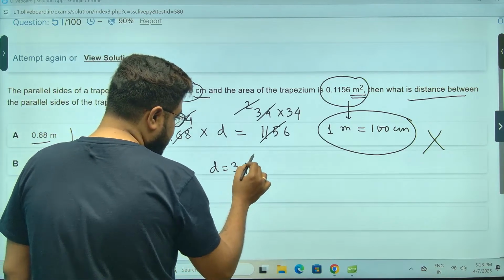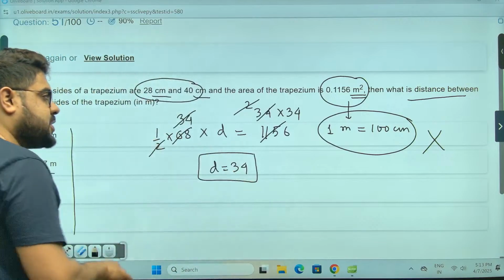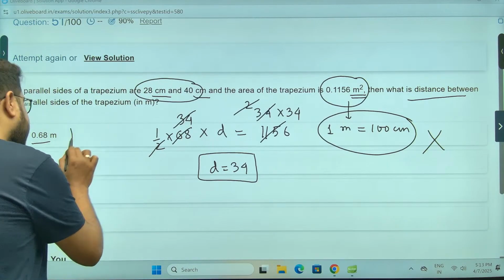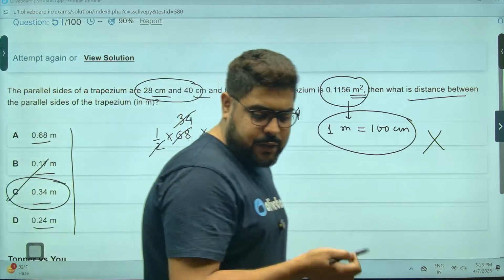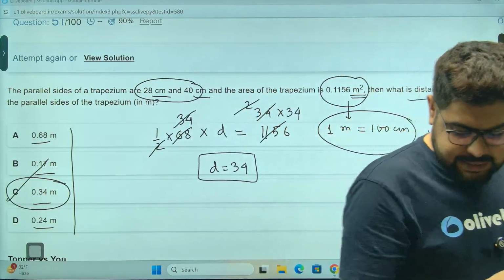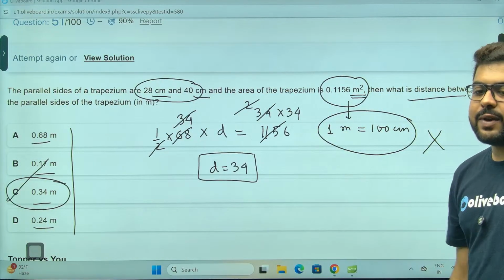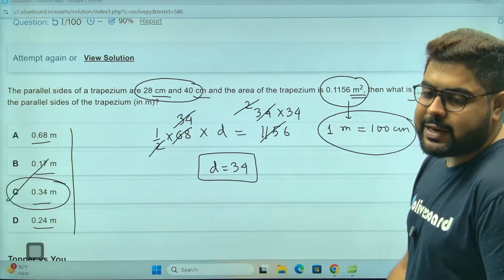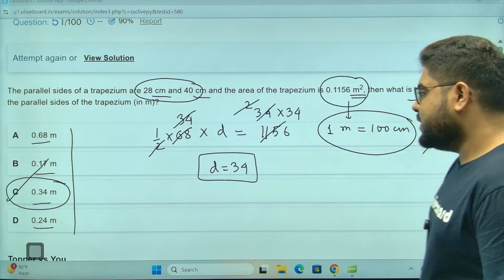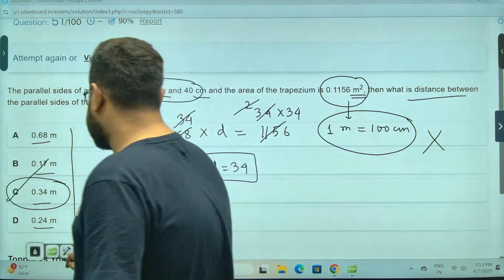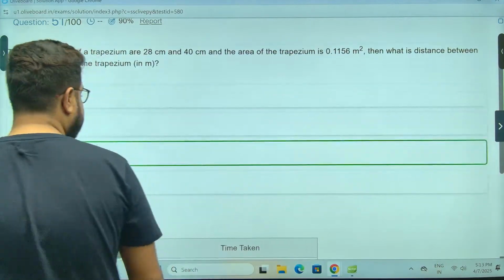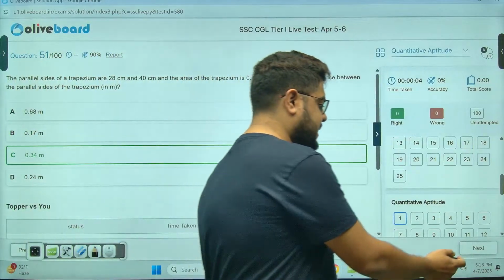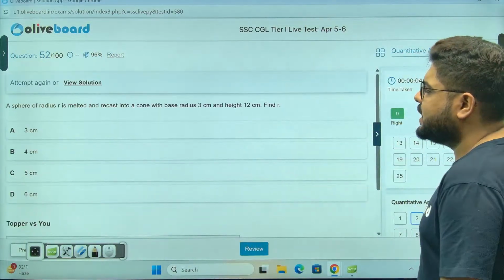34 means, now see the options. The only option that has 34 is 0.34. That will be my answer. Yes, I did the division twice. I had calculated this average once, then wrote half again. So the answer to this question is option number 3, that is C. Clear, sir? Next one.